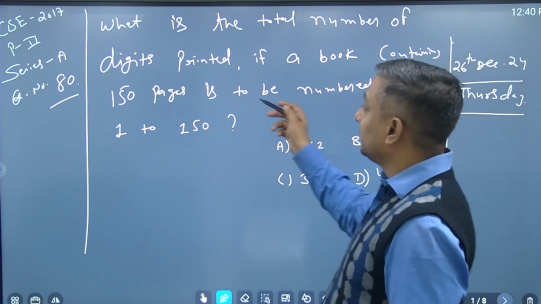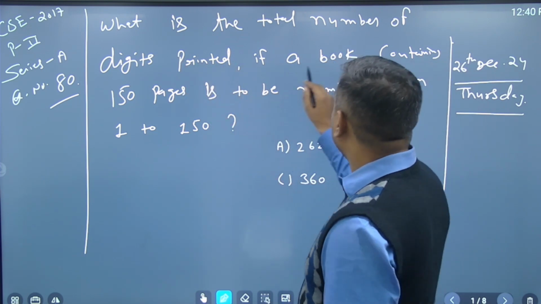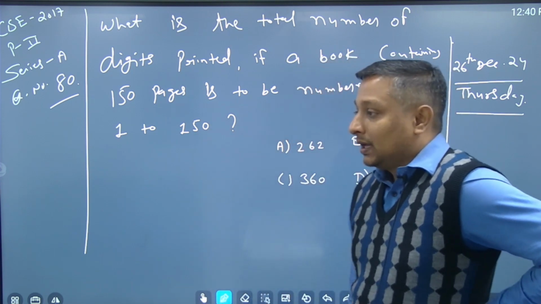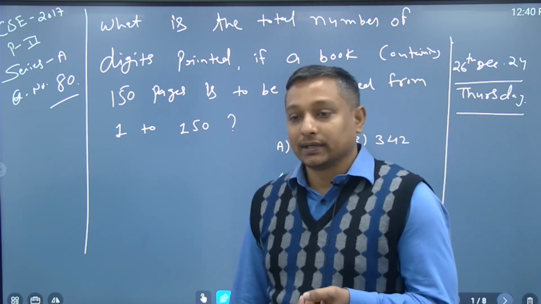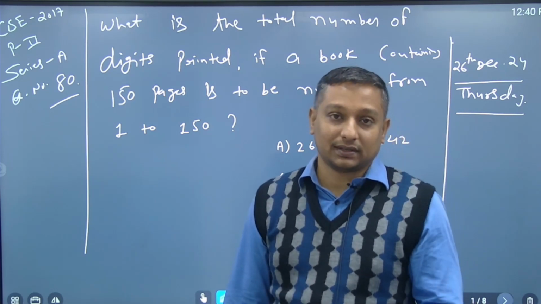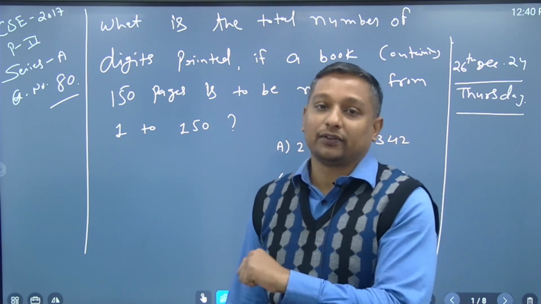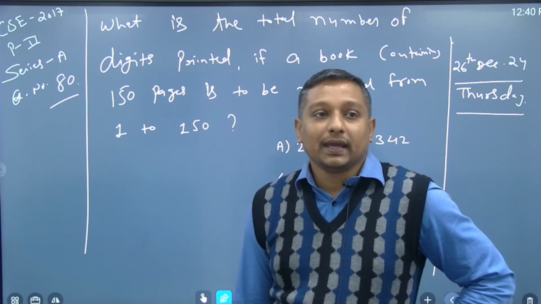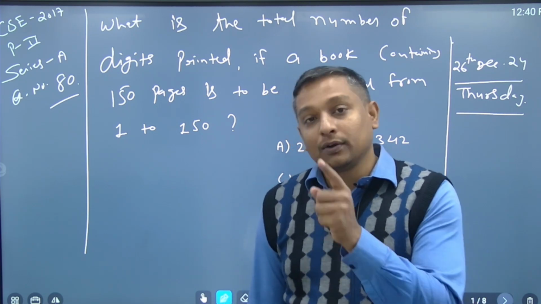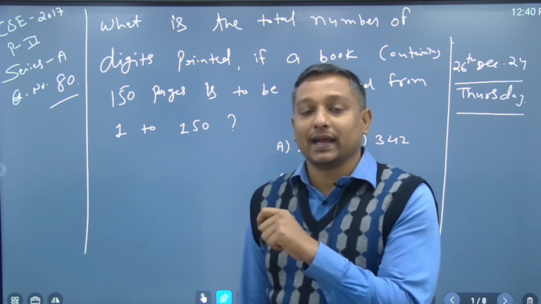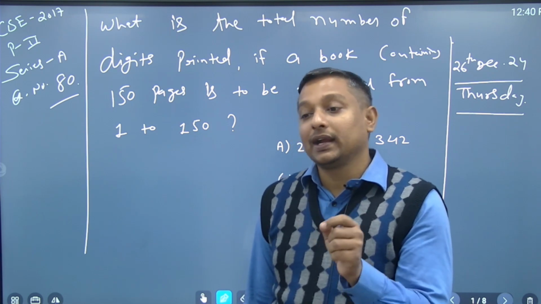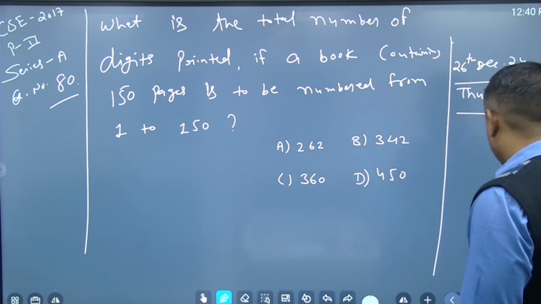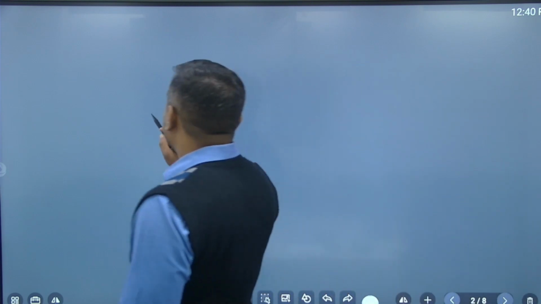Again, what does this question speak? It tells what is the total number of digits printed if a book containing 150 pages is to be numbered from 1 to 150. What happens to the student is when they read this question, they start thinking which formula should I apply. But it will be easier for a student who takes it from the initial point, who, if he does not know anything, starts thinking like this.